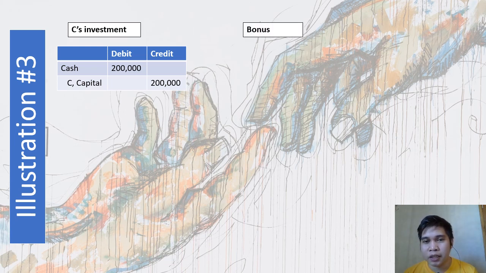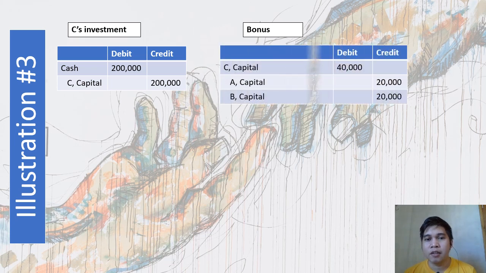Under the bonus, we just need to transfer some capital credit kay C dun sa ating old partners. Sa case natin, ang bonus na binigay ni C kay old partners ay 40,000 pesos to be distributed equally. So, we just need to debit C capital, 40,000 pesos. Then, credit A capital, 20,000 pesos. And B capital, 20,000 pesos.